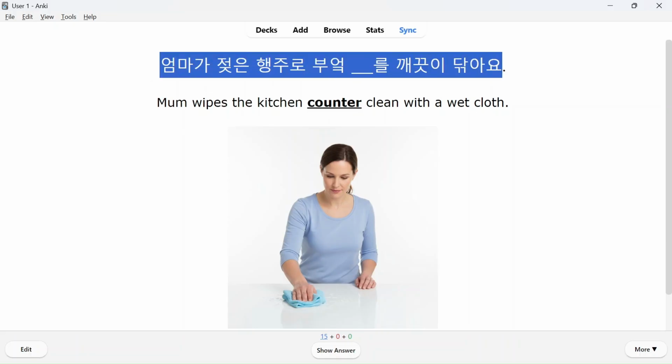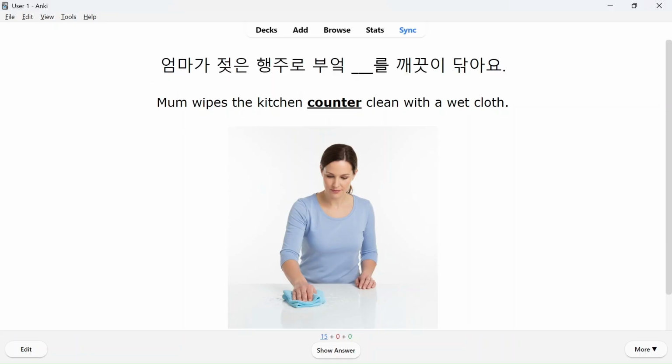So, Korean sentence, there's a blank area over here. You have to know what goes inside the blank area. English translation sentence, in this case, counter is bolded and underlined. So we have to know what counter is in Korean. And we have an image or visual representation, which makes it much easier to memorize and understand the words and sentence that you're learning.